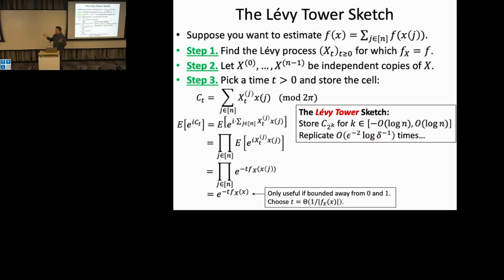Obviously you don't know the correct t, but if you know that the f moment is going to be in some polynomial range, you just choose a logarithmic number of exponentially spaced t's, and you store one of these cells for each of those. Okay, great. And this gives you an unbiased estimator, and then you need to replicate it some number of times depending on epsilon and delta if you want some kind of epsilon delta guarantee. Okay. Just like AMS, just like every other sketch.